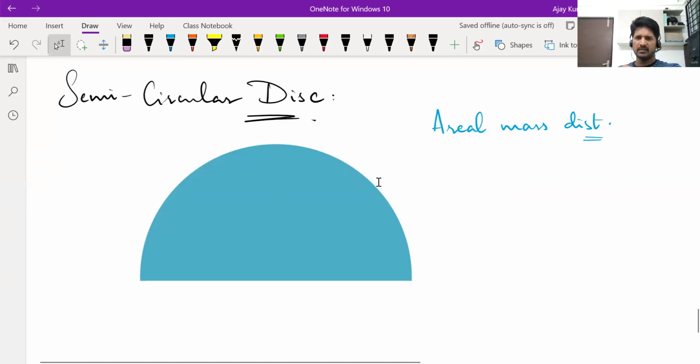Rishi, tell me, does this have any lines of symmetry? At least one. Yes, sir, clearly the y-axis, the way this is arranged, the y-axis is a line of symmetry. Why do we bother about lines of symmetry in center of mass problems? Because the center of mass lies on the line of symmetry. That's why we look for lines of symmetry. Are there any other lines of symmetry, or is this the only one?